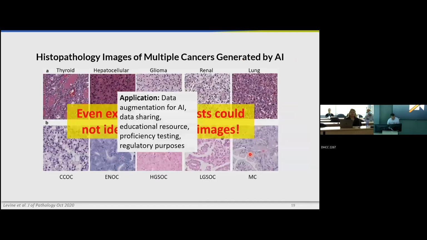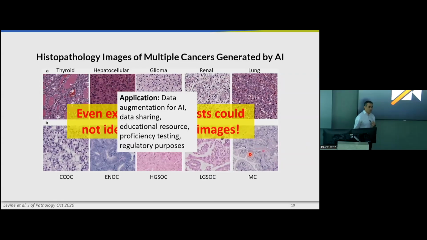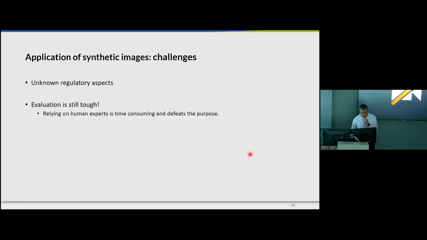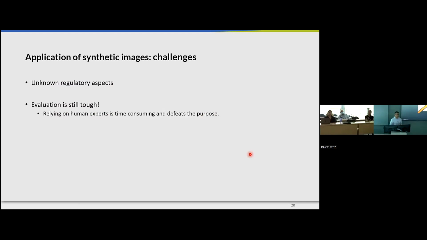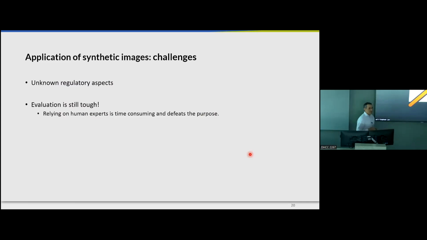Anyways, going forward with the applications, that was one application. As I said, we can use it for data sharing, proficiency testing, and regulatory purposes. But what I want to highlight is that there's a downside and there are some challenges to these models. From the regulatory perspective, we really don't know how these models are going to play a role. It's like ChatGPT. Nobody knows how they're going to get regulated. It's the same thing with these models and these images. And evaluation of these models is much more difficult because we need pathologists. It's not like ChatGPT, where everybody can at least understand the language. So it's much more difficult to evaluate these things.